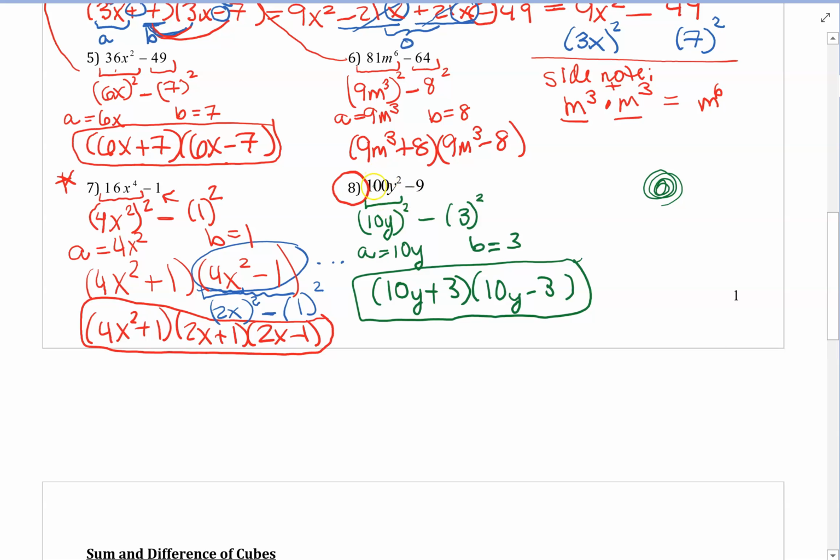Okay, so in this one, hopefully you notice that the 100y squared is just the square of 10y, and 9 is the square of 3. So this is, again, a difference of 2 perfect squares, so then the factors would be 10y plus 3 and 10y minus 3. And I meant to say this earlier but forgot, but it does not matter what order you write this in. So you're also welcome to write this as 10y minus 3 times 10y plus 3. And the same goes for all of these. So the order of multiplication does not matter.